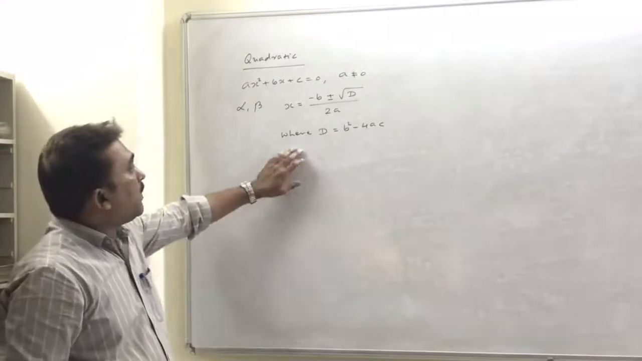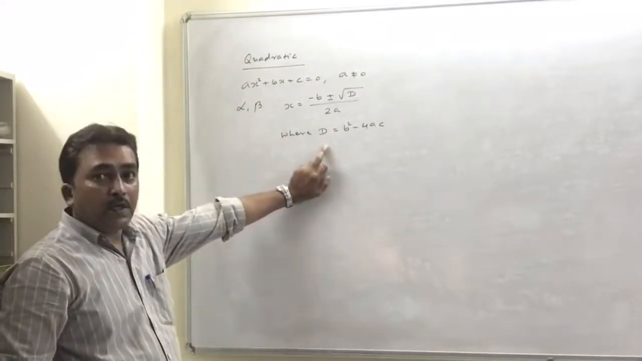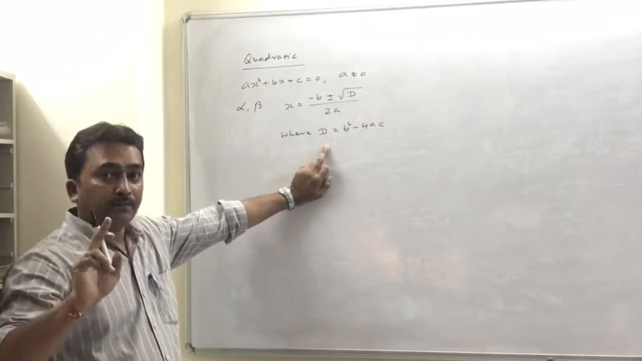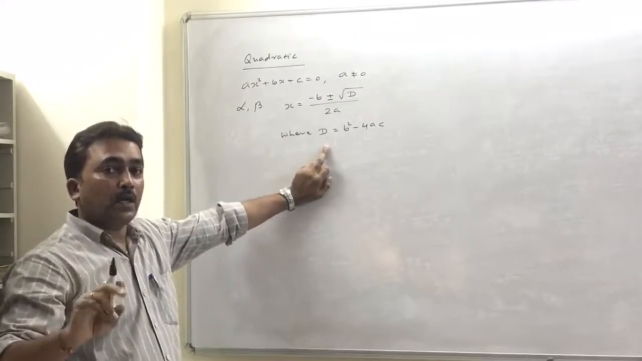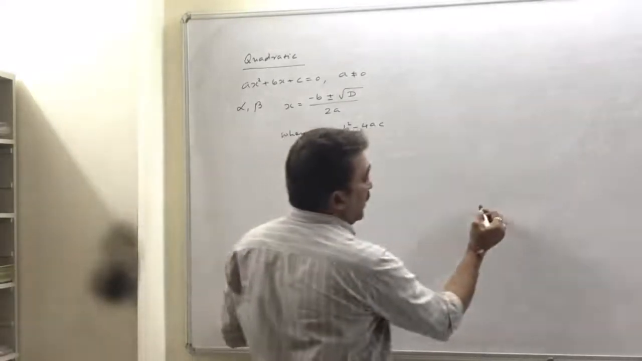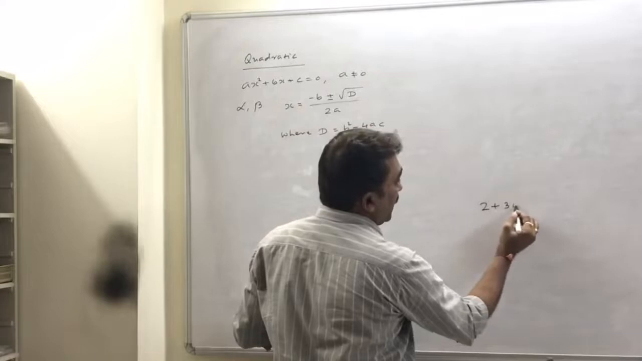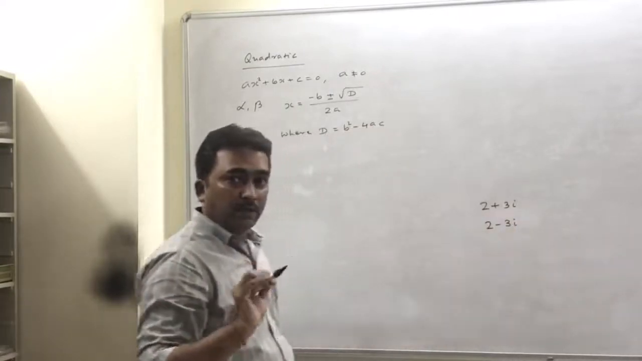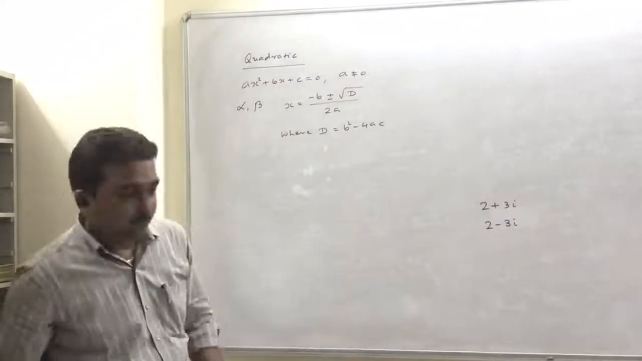Now also remember one part: if delta is negative, then roots are complex, and if roots are complex, they are always in the form of conjugate. It means that if one root is 2 plus 3i, then another root is definitely 2 minus 3i. We have to remember this.